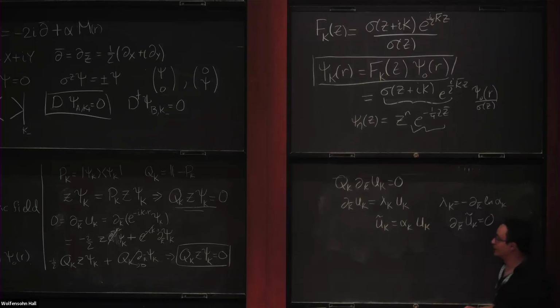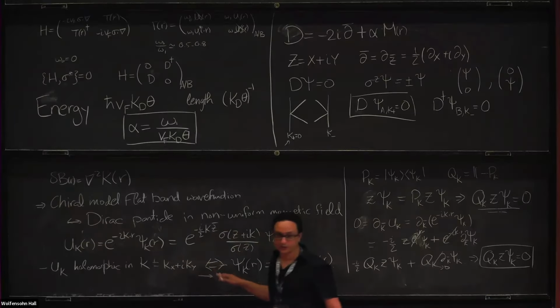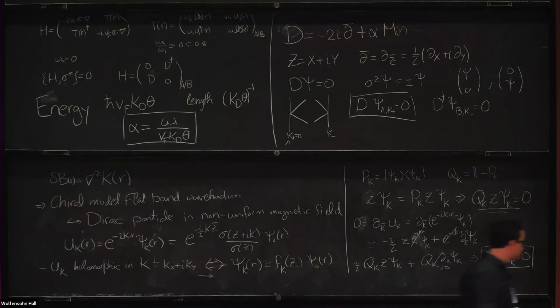So this shows that this relation does imply that D_k-bar u_k is equal to 0. I can multiply u_k by an appropriate factor to make it holomorphic. So it's not an accident that the wave functions in the chiral limit, in the chiral model, satisfy these two properties. They're actually related to each other.